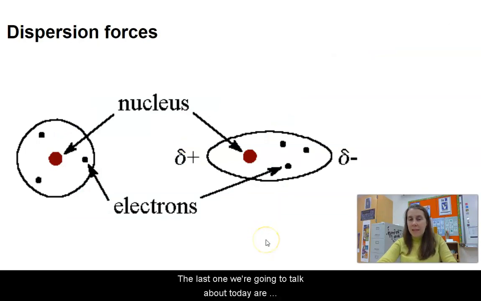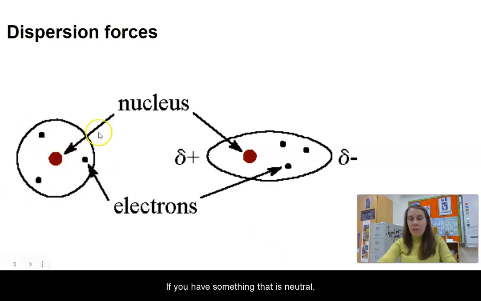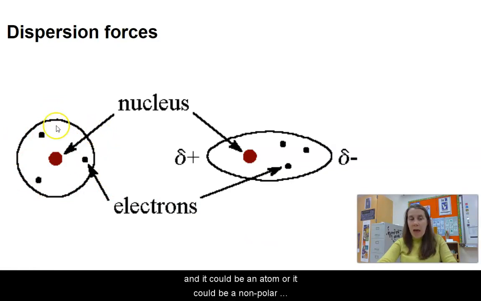All right, and then the last kind we're going to talk about today are dispersion forces. Sometimes I also call these induced dipole. So you have something that is neutral, all right, and it could be an atom or it could be a nonpolar molecule, and the electrons normally are evenly distributed around the nucleus, okay? So there isn't one side that's positive and one side that's negative. It's even the whole way around.